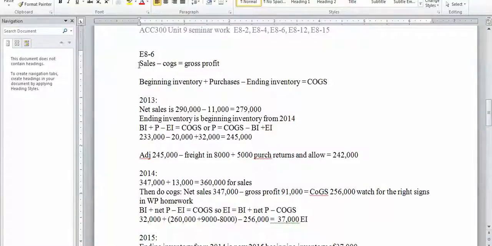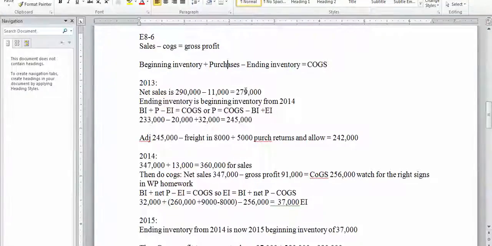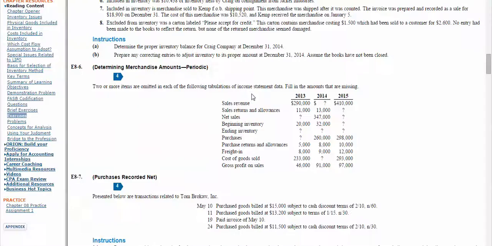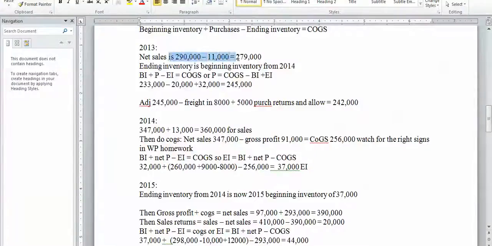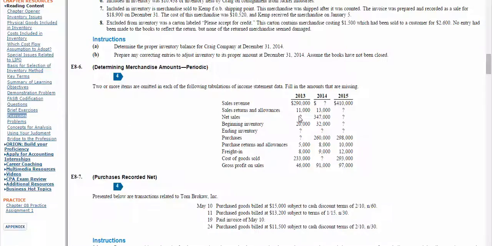These are the two formulas I just mentioned. Sales minus cost of goods sold equals gross profit. Beginning inventory plus purchases minus ending inventory equals cost of goods sold. Of course, you can move these around algebraically, as long as we keep everything equal across the equal sign. So just keep that in mind. Let's start with the easy one. Net sales has to be sales minus sales returns and allowances. So 290 minus 11,000 equals 279. So we have 279 here for net sales.